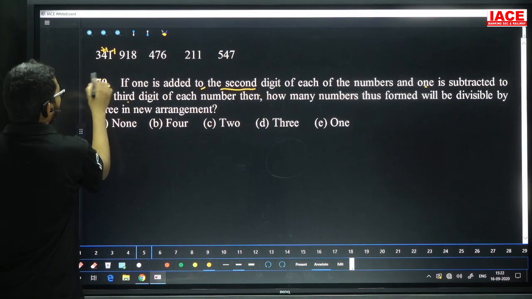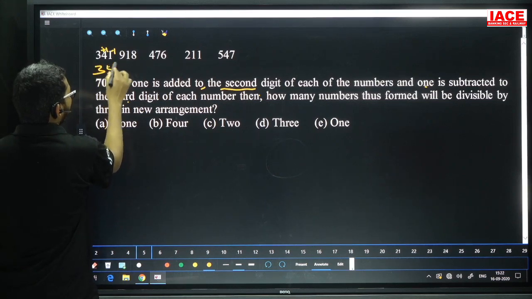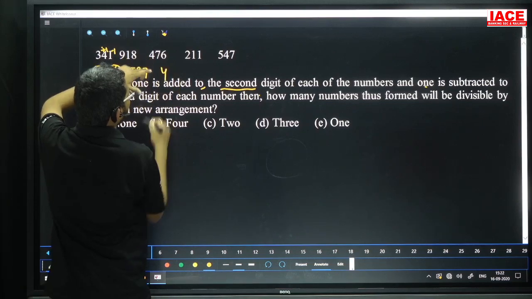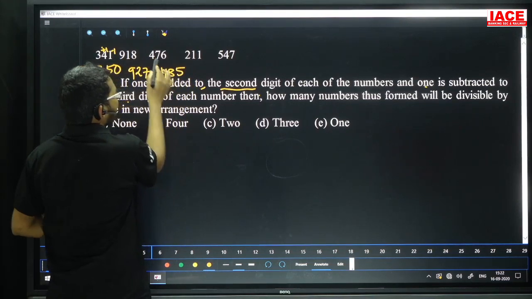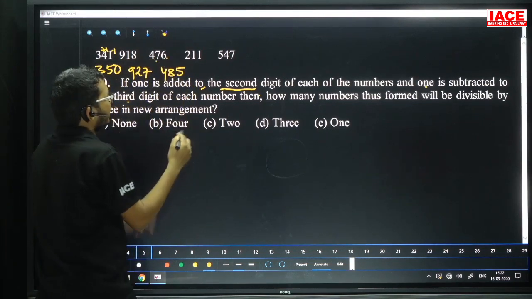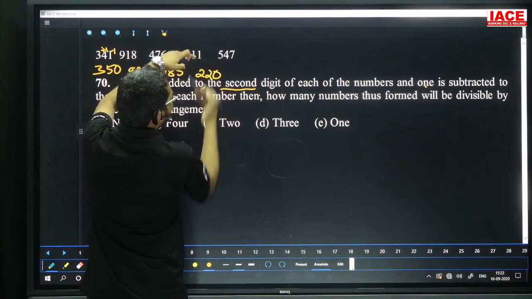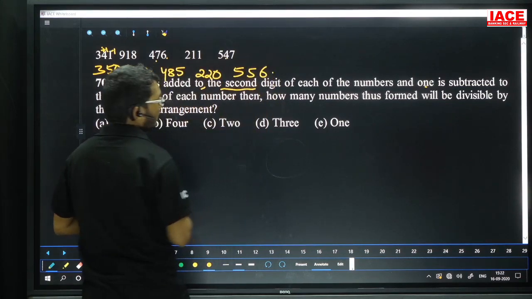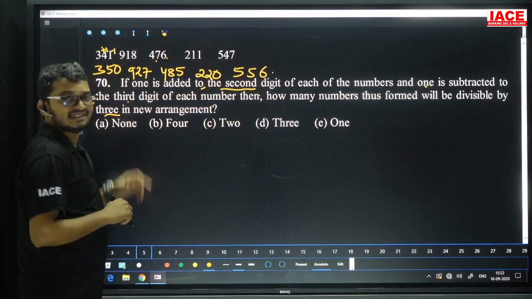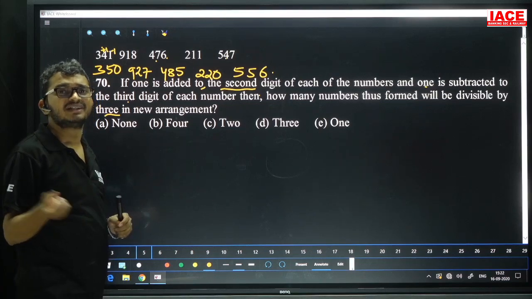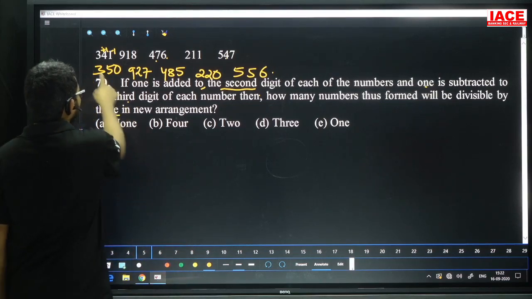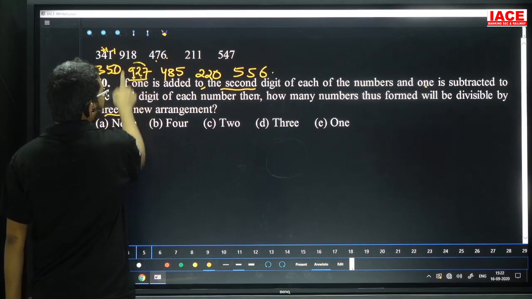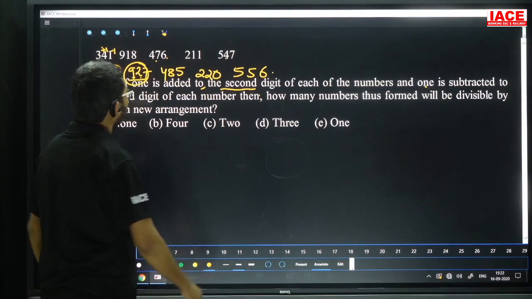Now this one is what? 3. Next 50. Next one 92. Next one 7. Next 4. Next one is what? 85. Second digit means plus 1. Third digit means minus 1. Next 20. Next one is what? 55. Next 6. Now how many numbers are divisible by 3? The divisibility rule for 3 is what? The sum of the digits is divisible by 3. Now the total is 8. No chance. This one is what? Here 11 plus 7. Total is what? 18. This one is divisible by 3. Next one, this one is what?